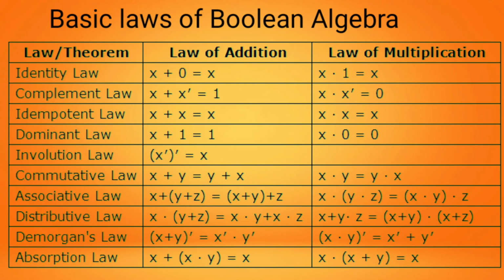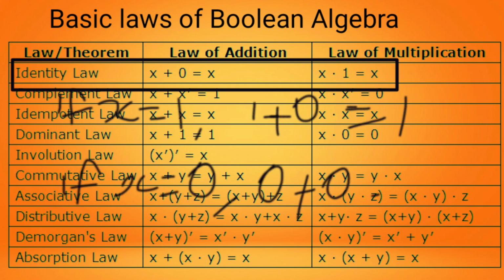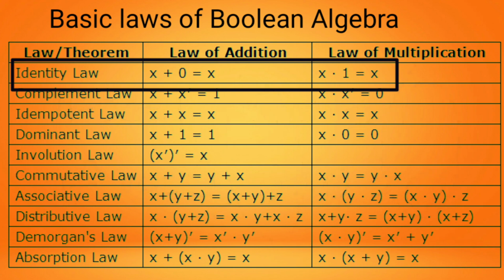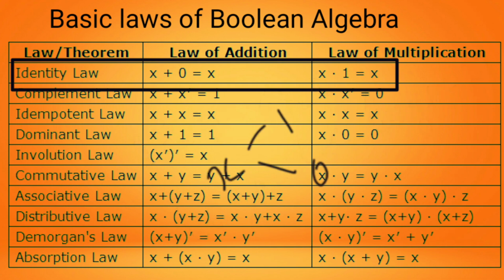Basic laws of Boolean algebra. These fundamentals are very important when we are solving Boolean expressions. To solve any Boolean expression, we need to apply these fundamentals. First one is identity law. X plus 0 equal to x, x dot 1 equal to x. For example, if x equal to 1, 1 plus 0 equal to 1. If x equal to 0, 0 plus 0 equal to 0. Whatever value x is taking, that is coming into the output. Here 1 and 0 are logic 1 and logic 0. The variable x can take both the values 1 and 0.